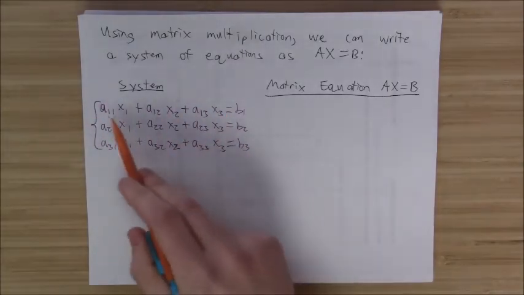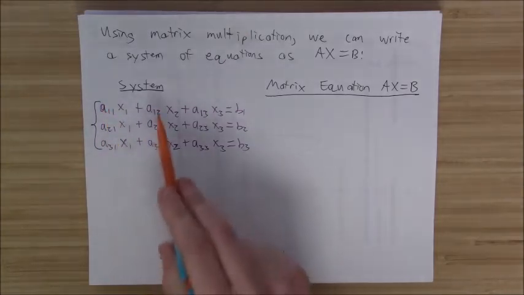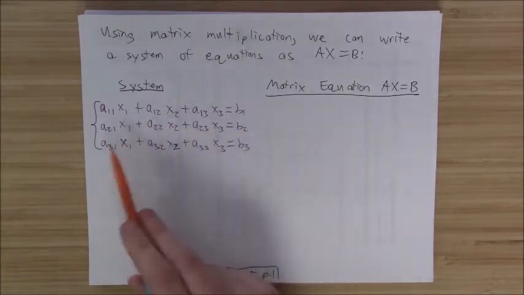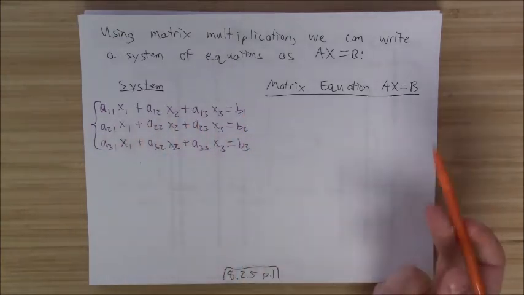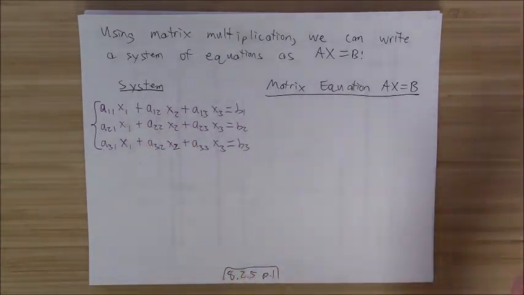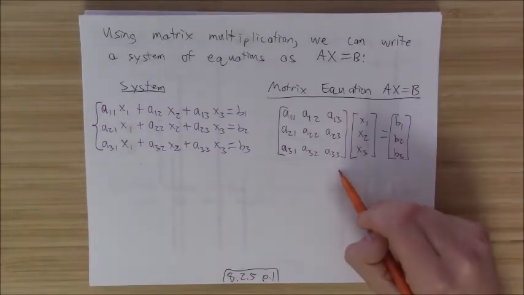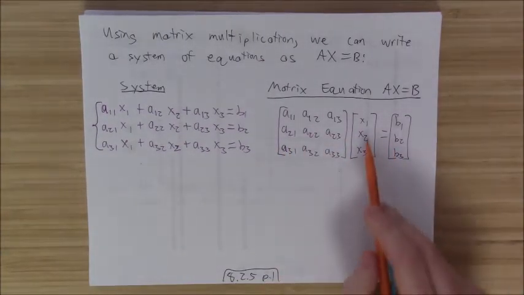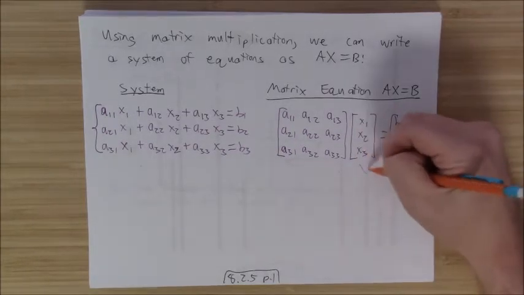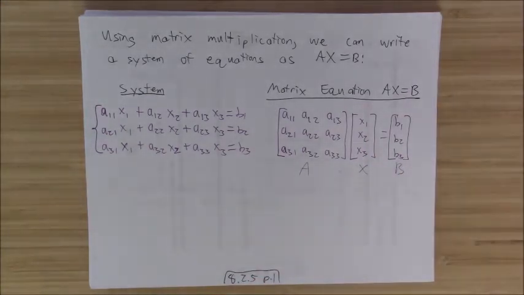here, where all the A's, A1,1, A1,2, all those, and the B's are all numbers, just some scalars, and the X1, X2, and X3 are our variables. Think like X, Y, Z. Then we can always write that as a matrix equation of the form AX equals B. Namely, this would be our matrix representation, where this is our X, this is our matrix A, and this is our matrix B.